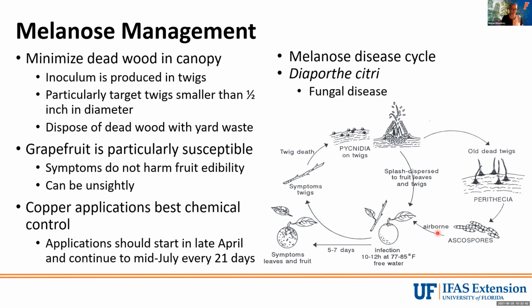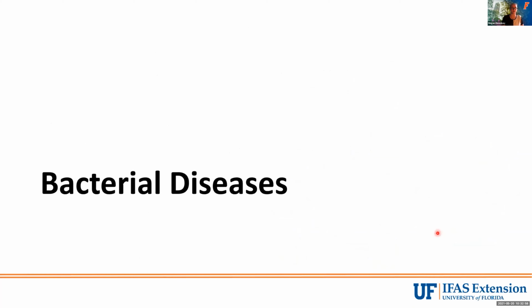If you're planning to use chemical control, copper applications are really your best option. Applications should start in late April and continue through mid-July every 21 days. If anybody has any further questions about these two, I'll be happy to answer.